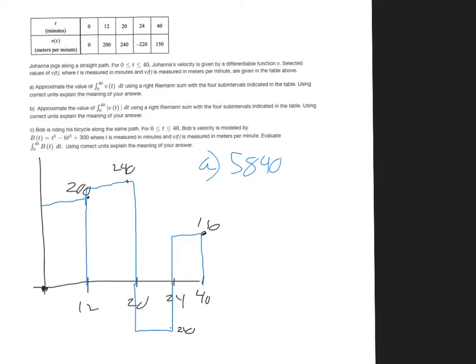And because my heights of each of my rectangles are meters per minute, and my widths are in minutes, this is in meters. And this thing is Joanna's displacement on the interval from 0 to 40.